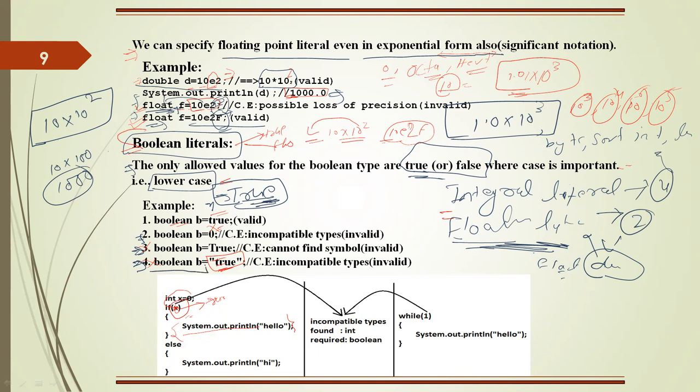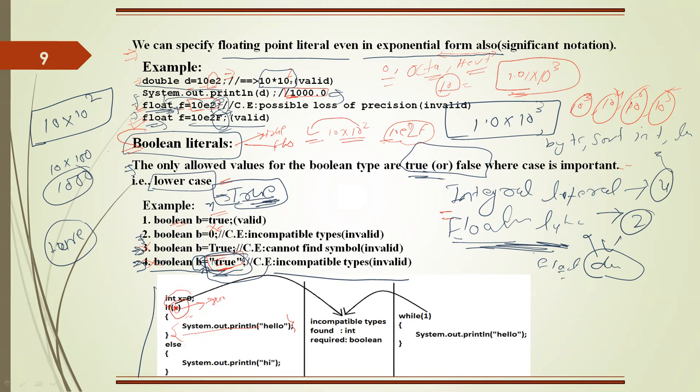So now boolean b equals "true". It is not working. Why? Because you are taking it inside a string. You should take true directly, not inside a string. Incompatible types: a string cannot be assigned to that variable. If there is a type mismatch, then an incompatible types error will come. Type mismatch, right?